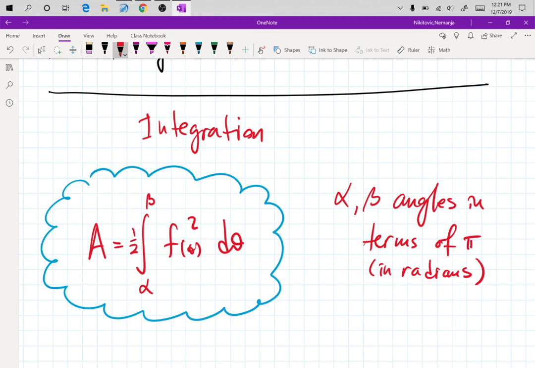So if alpha and beta are angles and they bring pi to the party, and this one over here is function squared, and we know function is r, so r squared. Do we all see a circle there? Kind of like triangles. No triangles. I just said r squared pi. It's a circle.